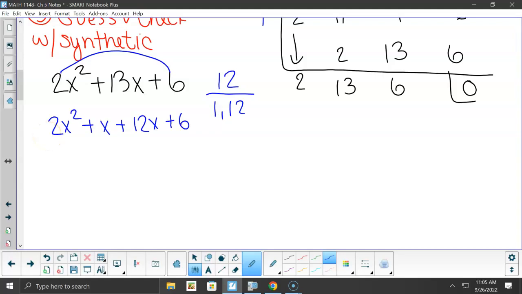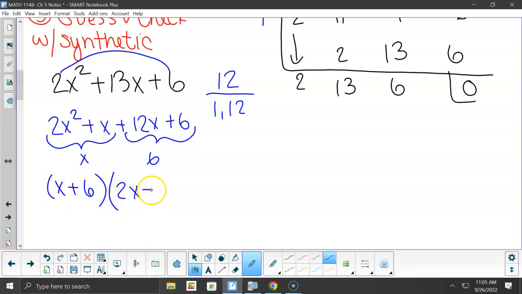What can I take out of those first two? Just an x. All right, what can I take out of these last two? A 6. All right, so I get x plus 6, and then I've got 2x plus 1. Are you guys okay with that? How do you guys feel about that? We okay? All right, now what was the expectation for this problem?